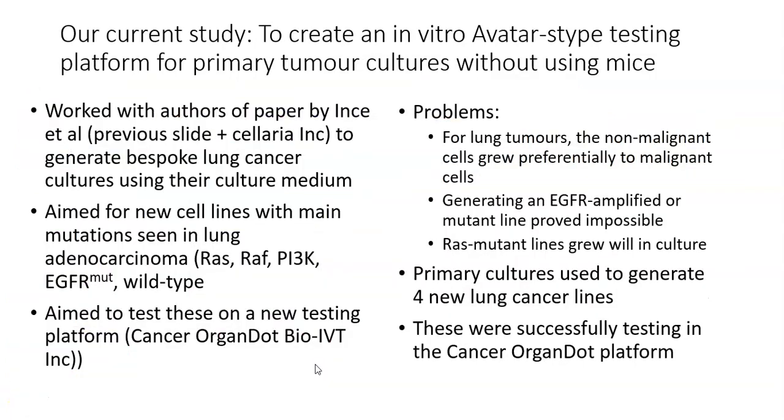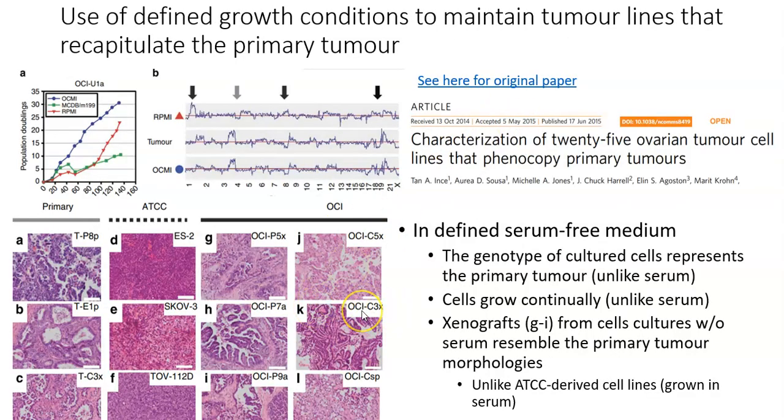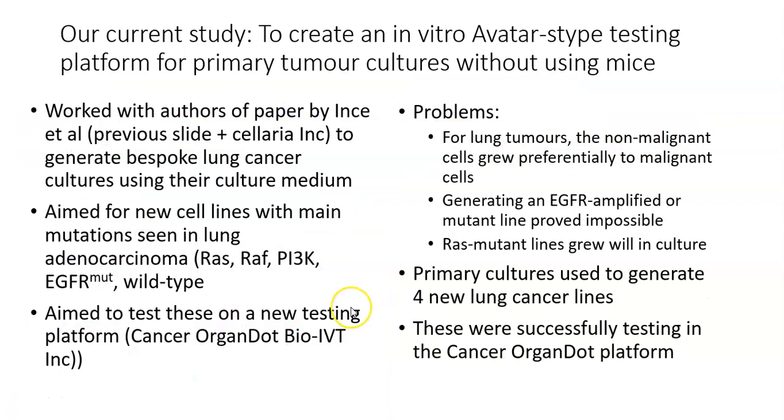What I've been doing with my research group for the past few years is working with the authors of the paper by Ince on the previous slide, and the company called Cellular, who make a lot of that medium, to generate a bespoke lung cancer model to basically mimic this study but for lung cancer, and create a series of cell lines that we can then use as a platform for patient-derived xenograft testing. So we used their conditions, generated cell lines specifically with RAS, RAF, PI3 kinase and EGFR mutations, and aimed to test them on our new testing platform.